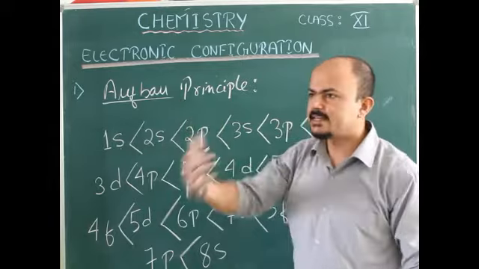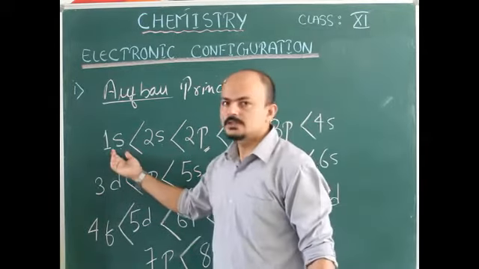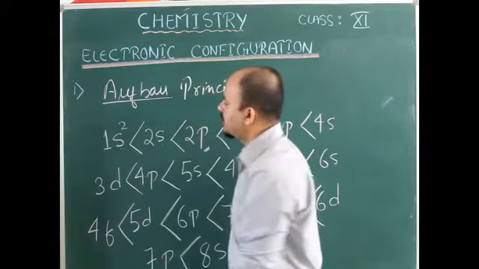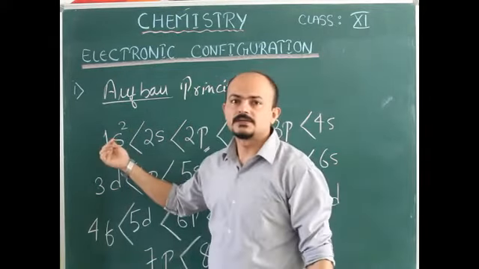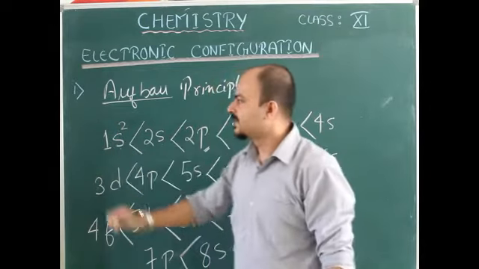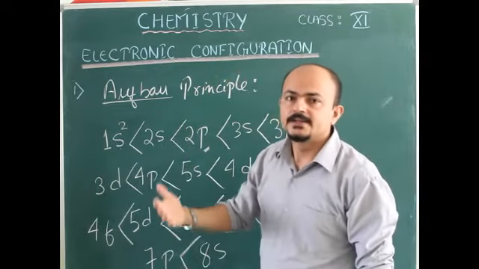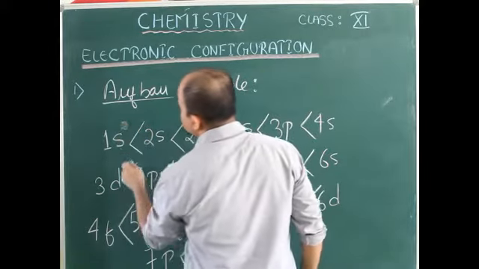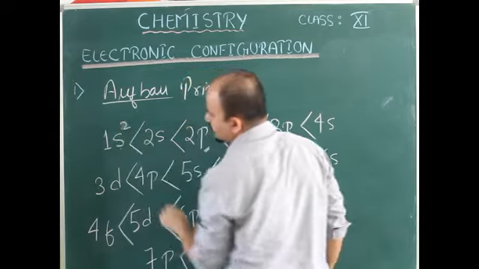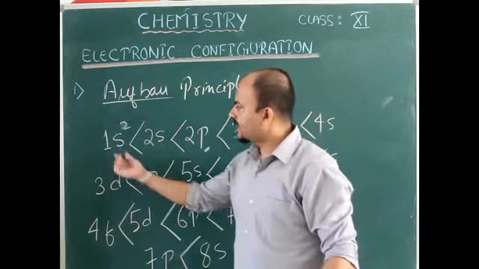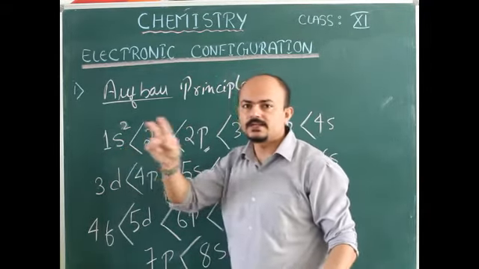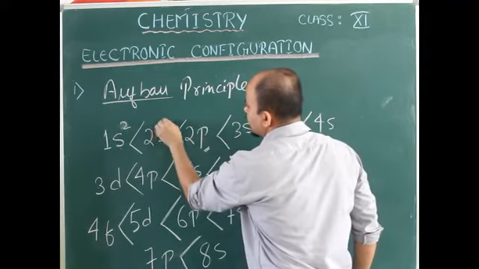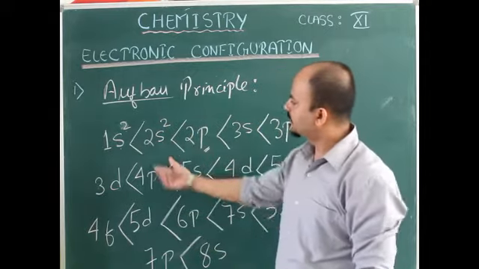So whenever any element has, say, 2 electrons, then they have to go to the 1s orbital first. Why? Because it is lowest in energy. Then if any element has, say, 6 electrons, then 2 electrons will go to this orbital, as I told you the maximum capacity to hold electrons is 2. Then it goes to the next higher, that is 2s.